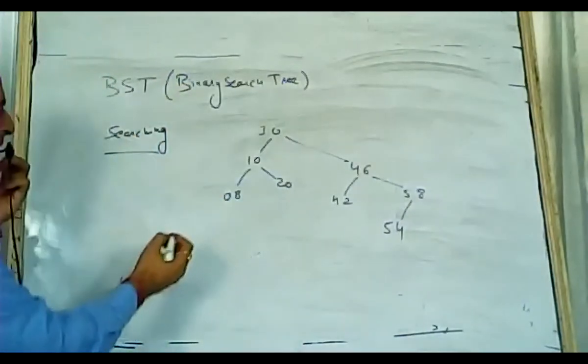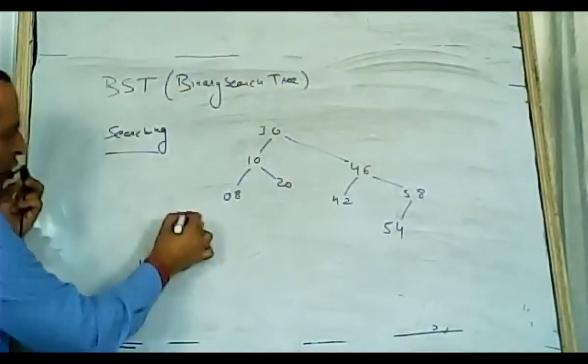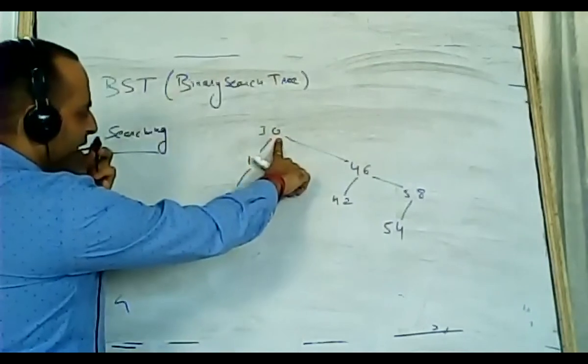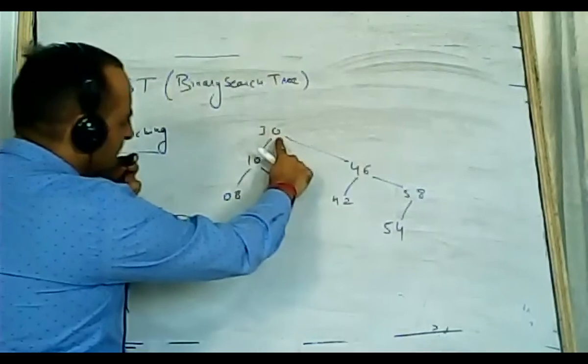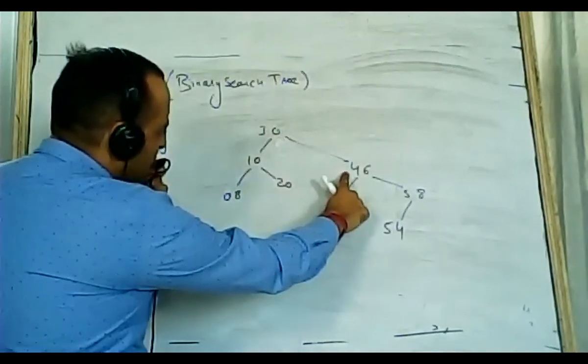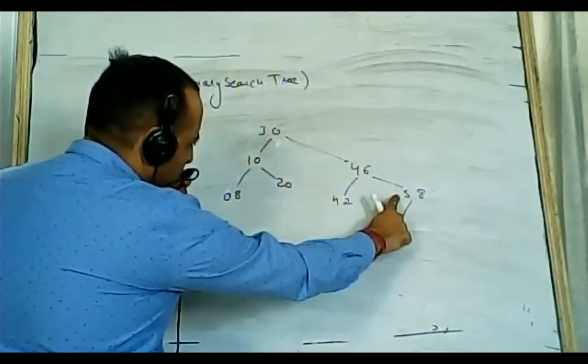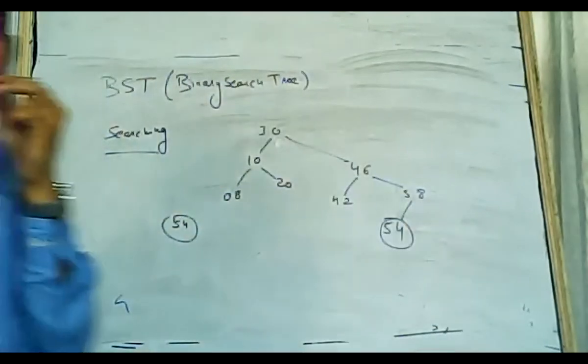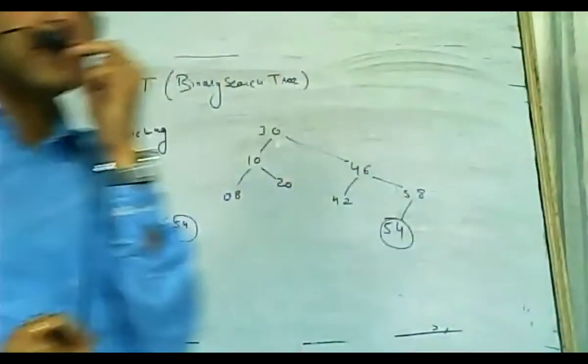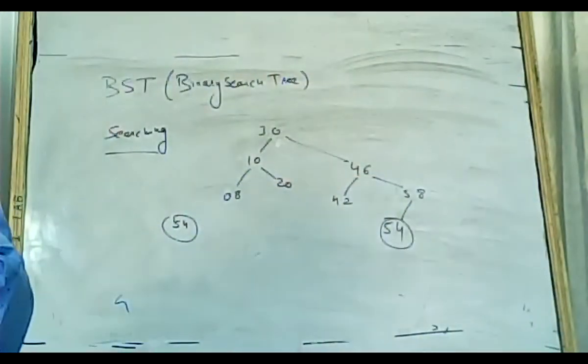Now tell me, I need to search 54. So from where will I start? I will start from the root. 54 is greater than 30, greater than 46, less than 58. Hence found. So I will always start searching from the root. Searching is clear.